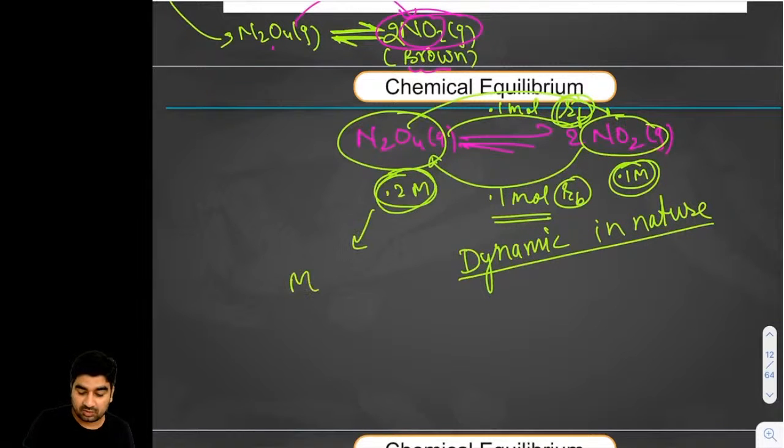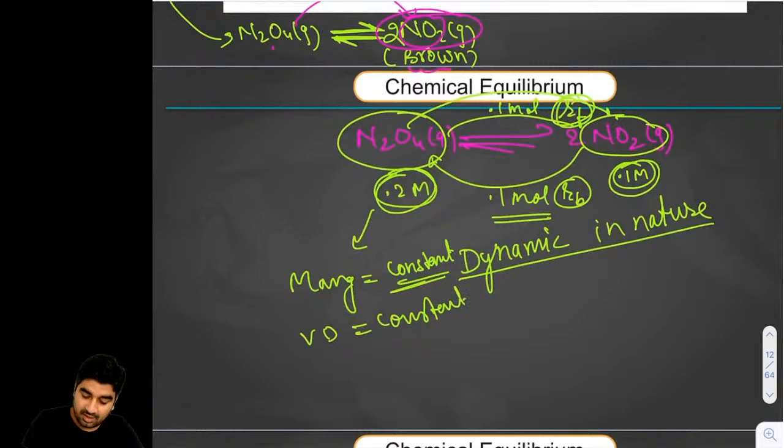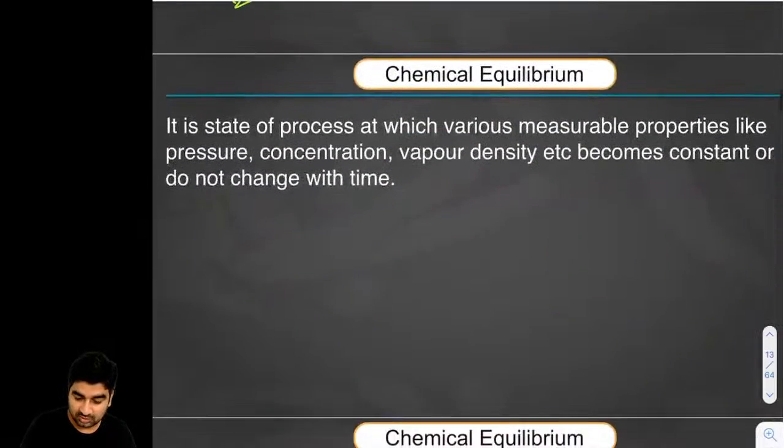And here if you calculate the average molar mass of the mixture, that will also become constant. Once your average molar mass is constant and your concentration is constant, what will happen guys? Vapor density will also become constant. Why? Because what is vapor density? It is molar mass divided by 2. So all the parameters like partial pressure, concentration, temperature, vapor density, all parameters will become constant at what point guys? At equilibrium. So note down this definition as well.